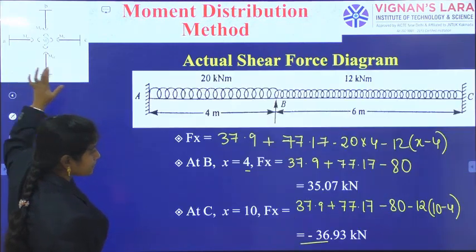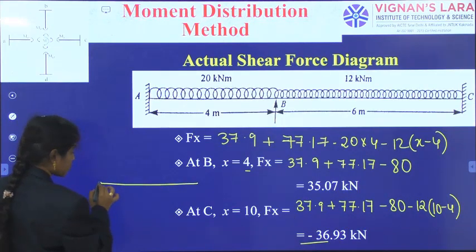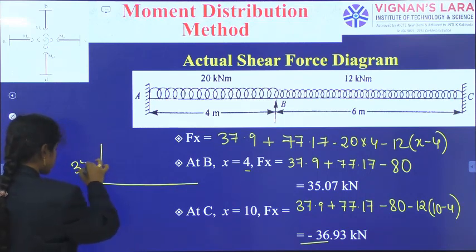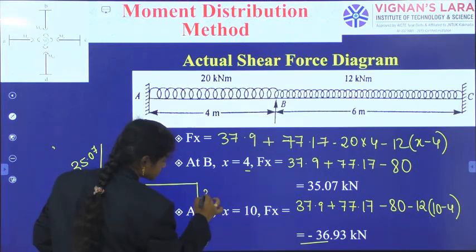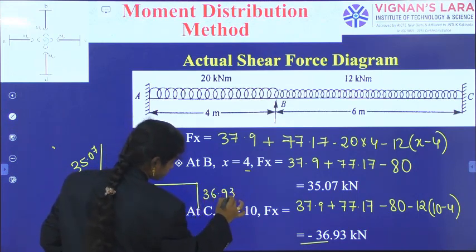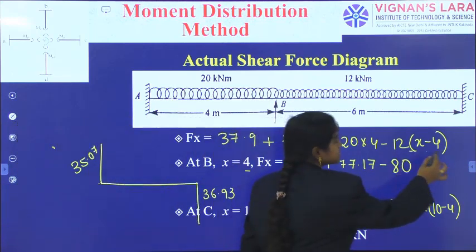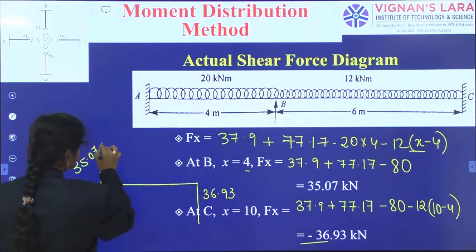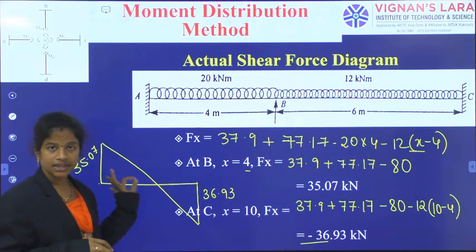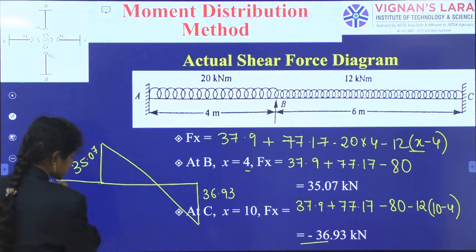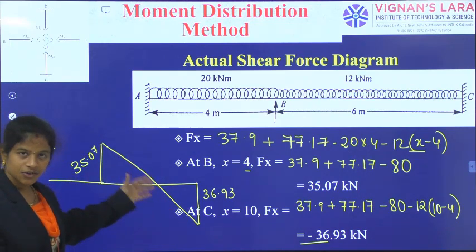And for the next span, from B we have got positive 35.07 and the negative of 36.93. Connecting these two, again there is a single degree straight line connectivity. So simply connect with a straight line. Adding at a time we will generate, but for the purpose of explanation I have done it like this.